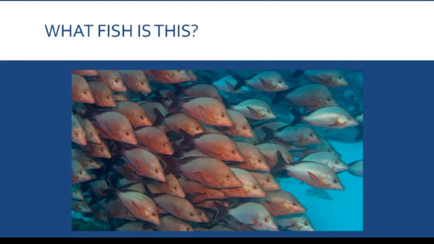Here we've got a big school of fish, okay? We can see they've got a shallow notched tail there. They've got quite a sloping head. It's kind of in a triangle shape, okay? So if you guessed snapper, you are correct.